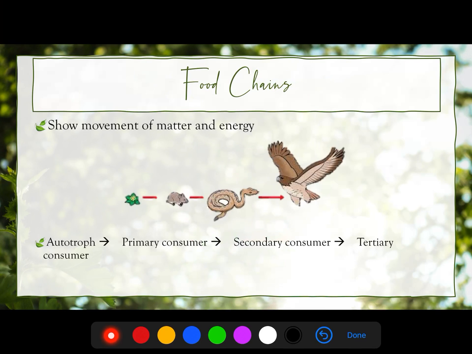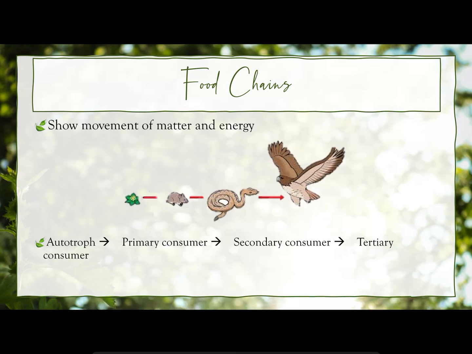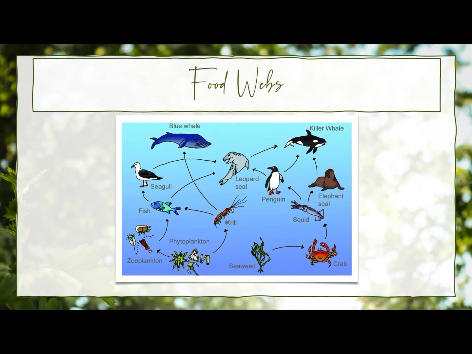So you'll see right here, let me open it. This arrow pointing from a plant to the mouse indicates that the mouse is getting its matter and energy from the plant. That is, that matter and energy moves this way up the food chain. So don't think of it as who eats whom. Instead, think of it as that flow of matter and energy.